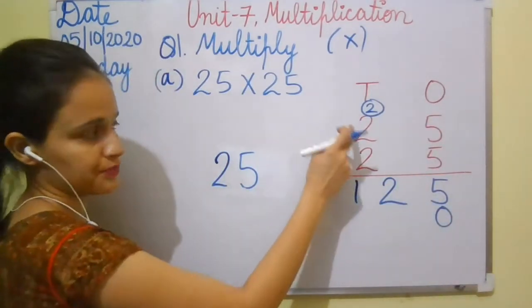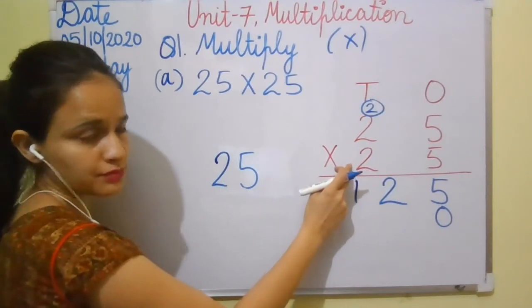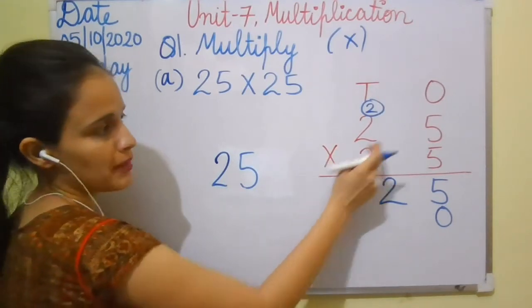Now we are going to come to the 2. 2 is in tens. So 2 will be multiplied to 5.